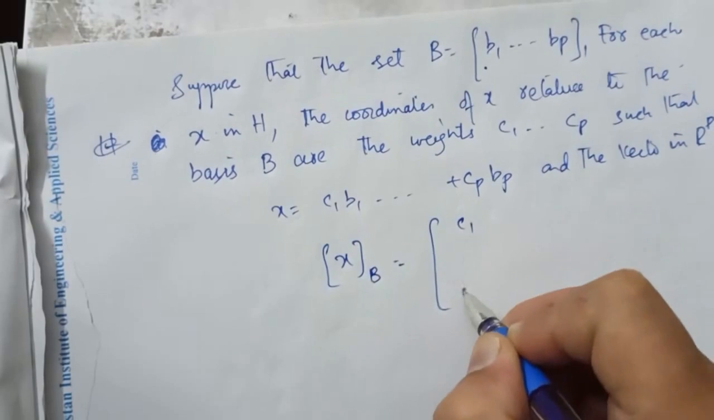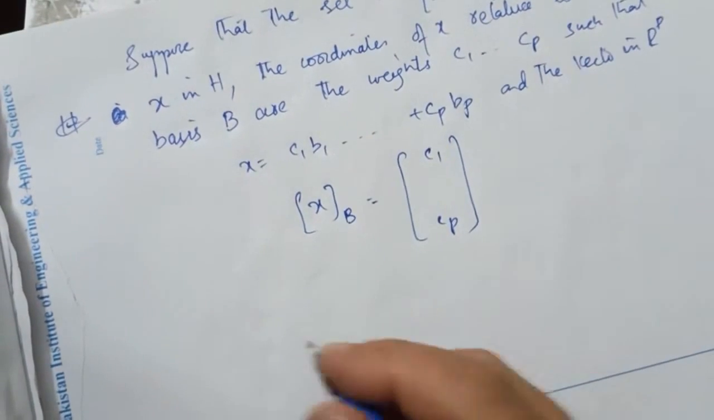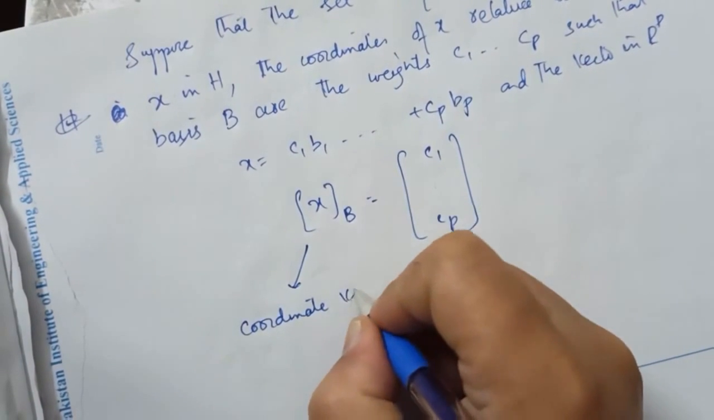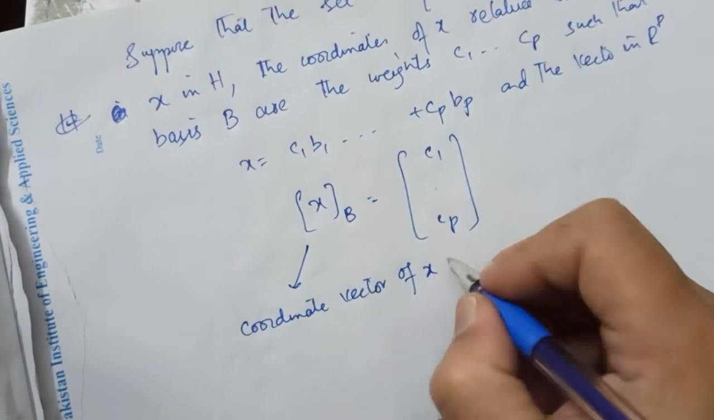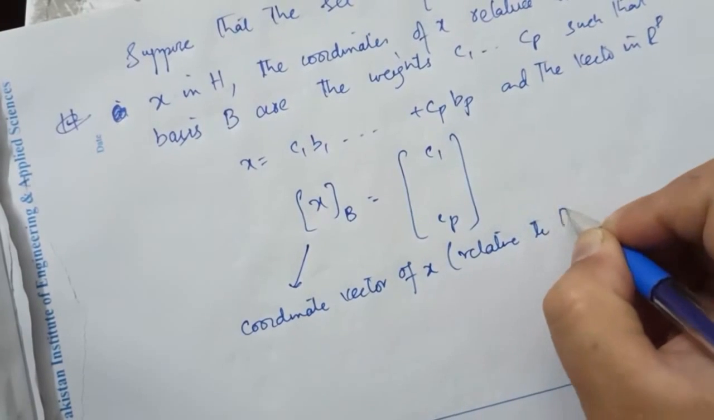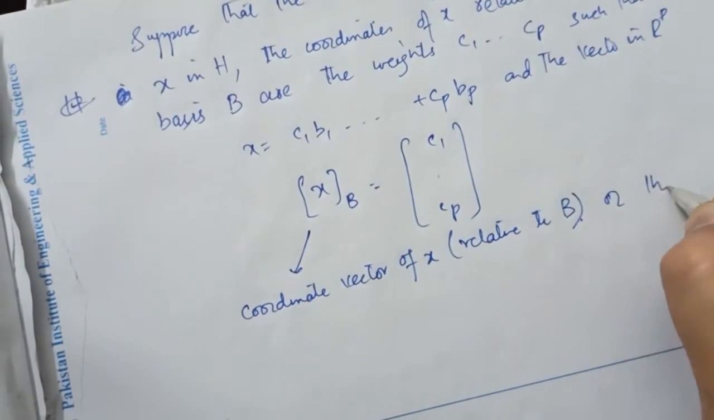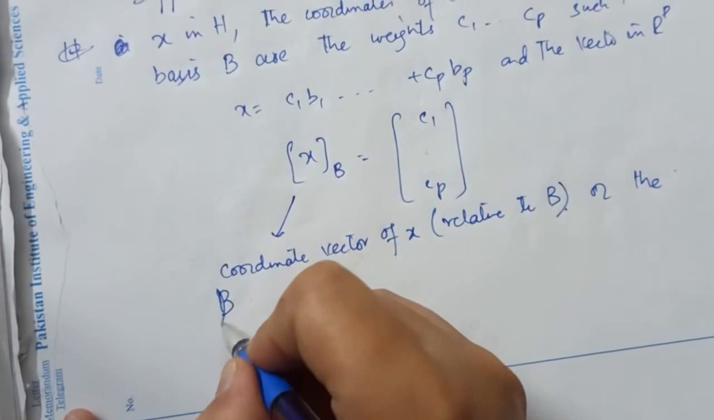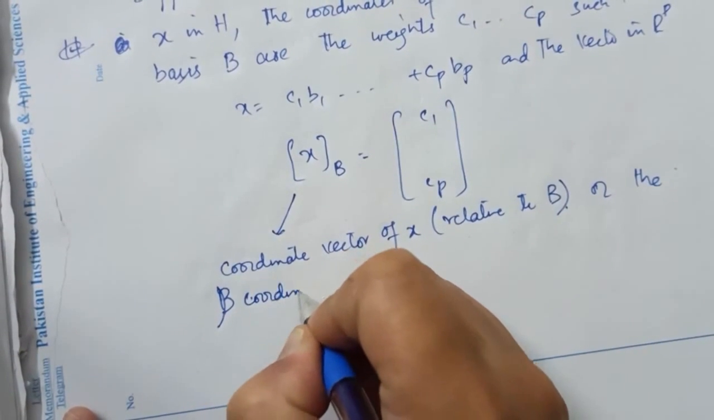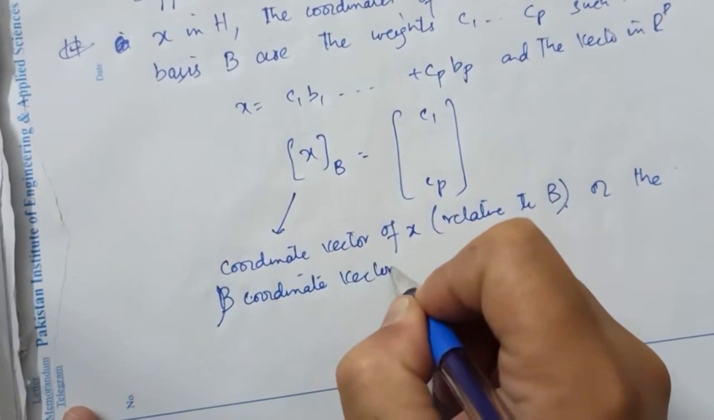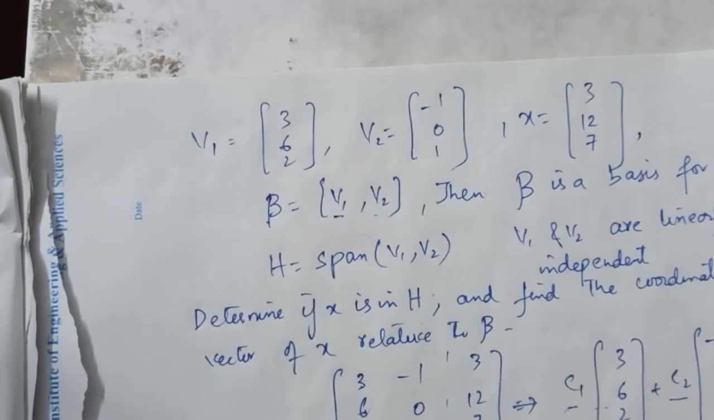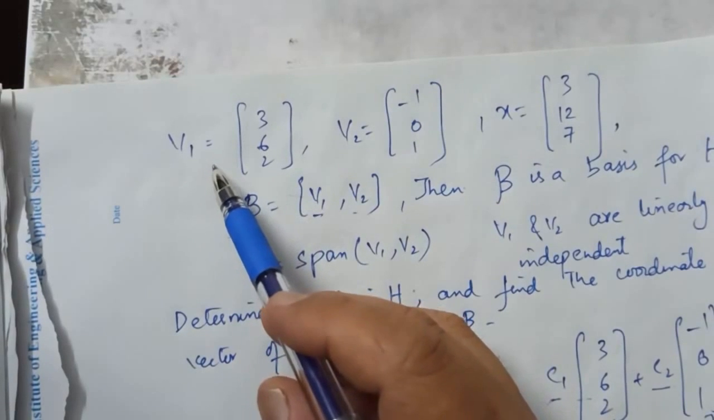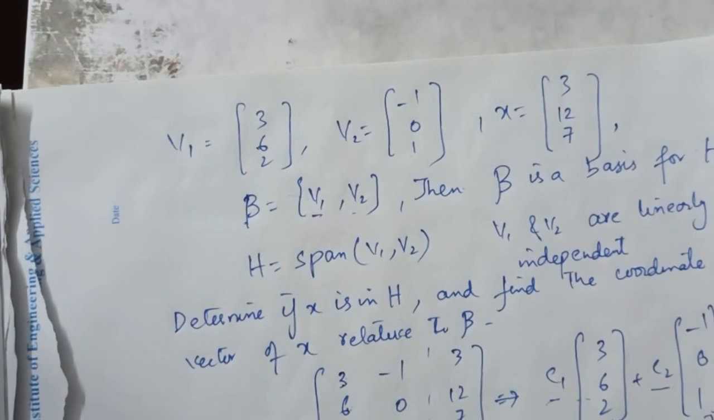So C1 to Cp, okay, and it is called the coordinate vector of X relative to B, or you can say the B-coordinate vector of X. Okay, so let's do an example to illustrate what we have just said about the coordinate system of the subspace.